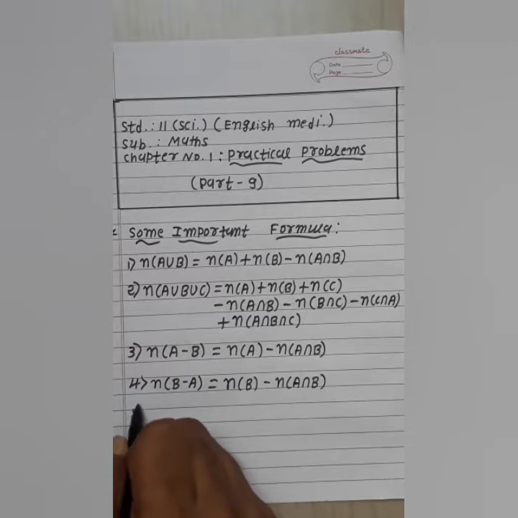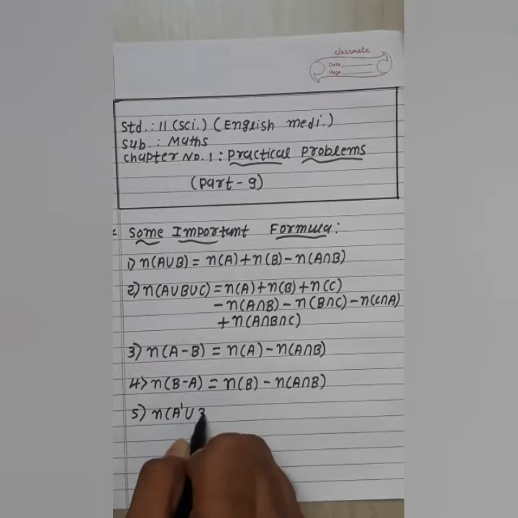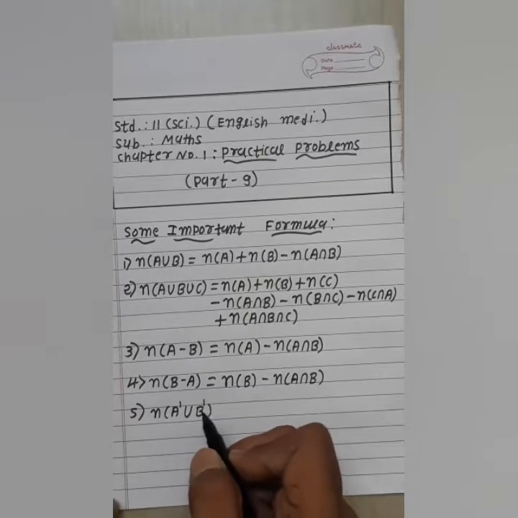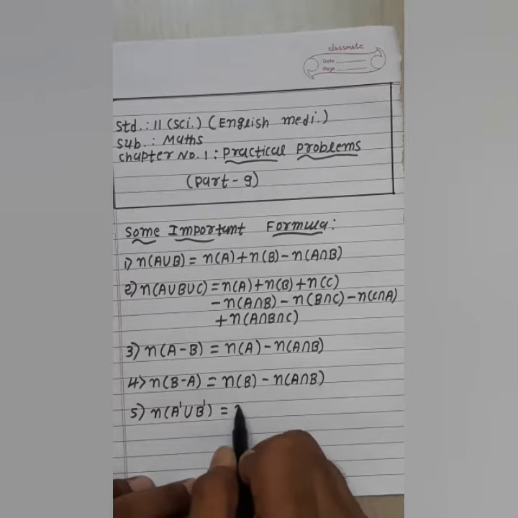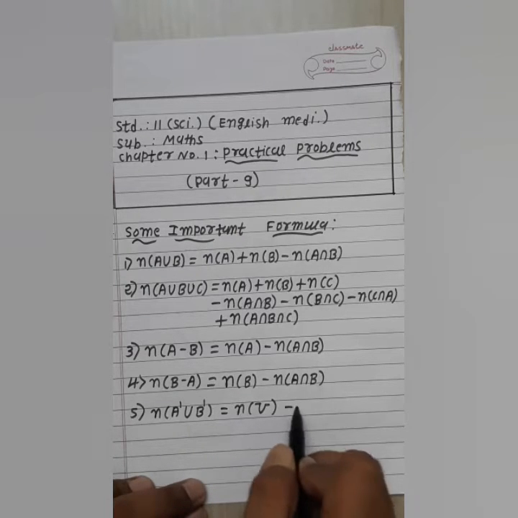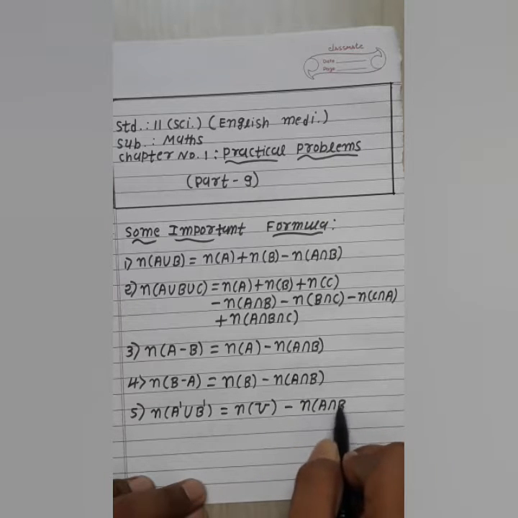Next, N of A dash union B dash. So N of A dash union B dash is equal to N of U minus N of A intersection B.